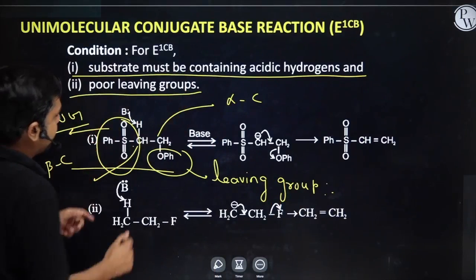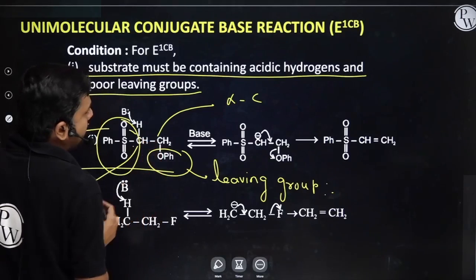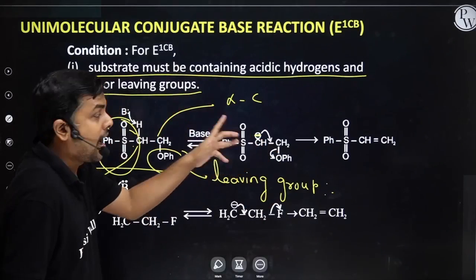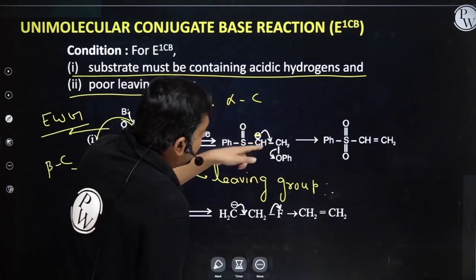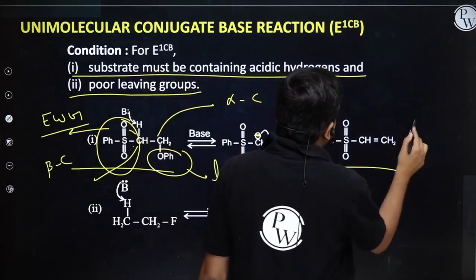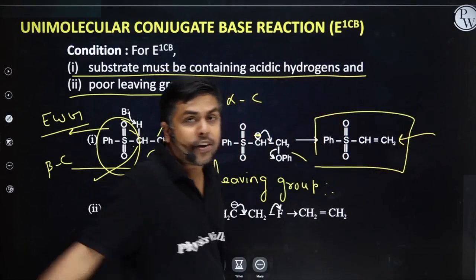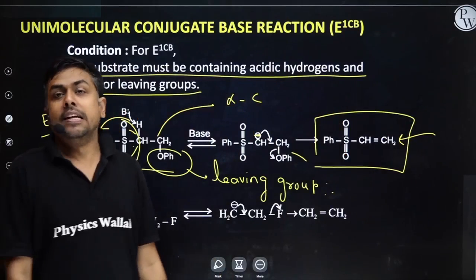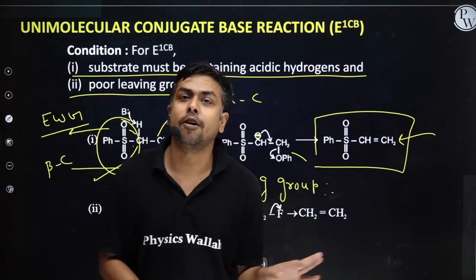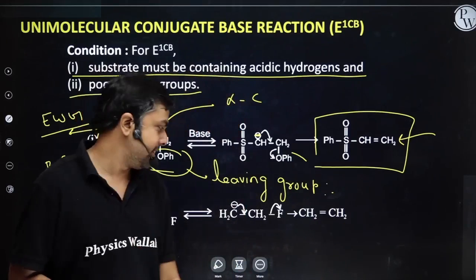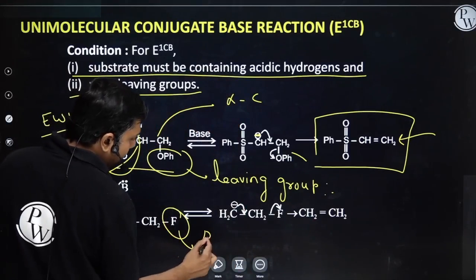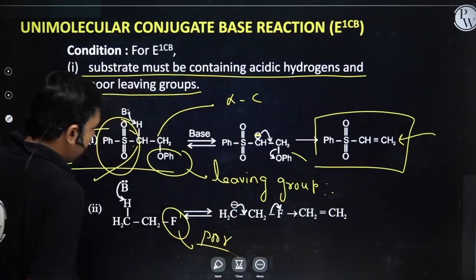Now the base will snatch this beta hydrogen. I will have the formation of a carbanion in the first step, and now this carbanion will delocalize. As soon as it delocalizes, it leads to the formation of alkene. The first step is the attack of base leading to the formation of a carbanion. The second step is the departure of the leaving group. Am I clear? We have one more example. The leaving group is poor here. Poor leaving group. Fluoride ion is a very poor leaving group.